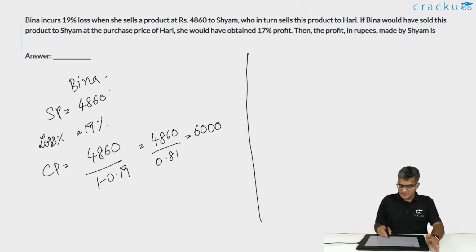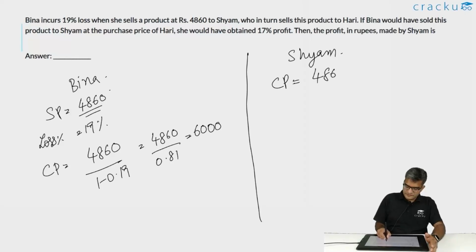She sells it to Shyam. So for Shyam, the cost price is equal to the selling price of Bina, because Bina is selling it to Shyam. The cost price for Shyam is 4860. This guy sells it to somebody, he sells it to Hari, we don't know the selling price. But if Bina would have sold the product to Shyam at the purchase price of Hari, she would have obtained a profit of 17%. So what is the new selling price?